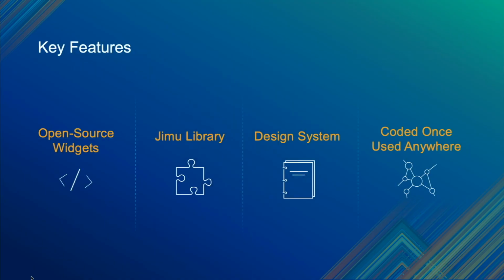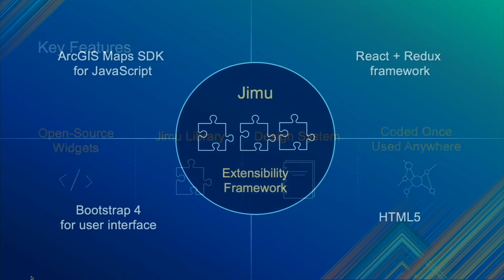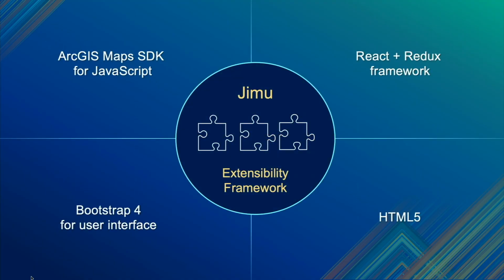It's coded, right? You can build custom widgets, and the themes are portable. They can be coded once and deployed anywhere. So GMU is the framework, built on four components: Maps SDK for JavaScript, React, Redux, and Bootstrap 4 for user interface, and HTML5.